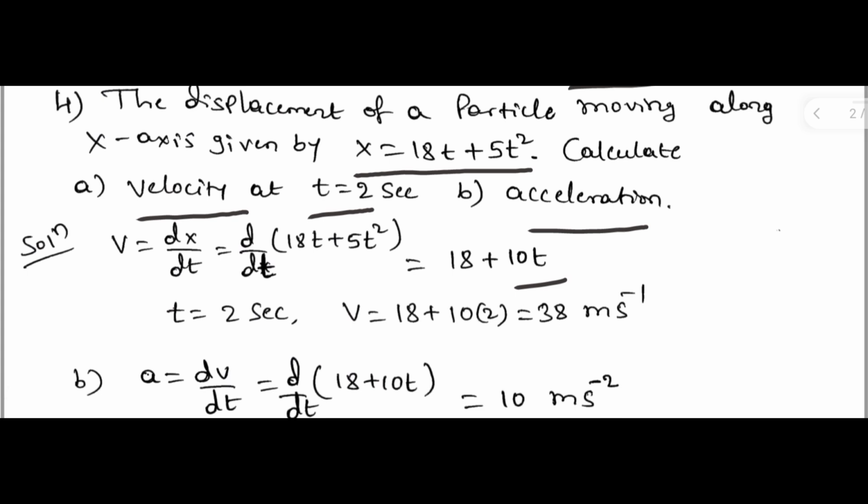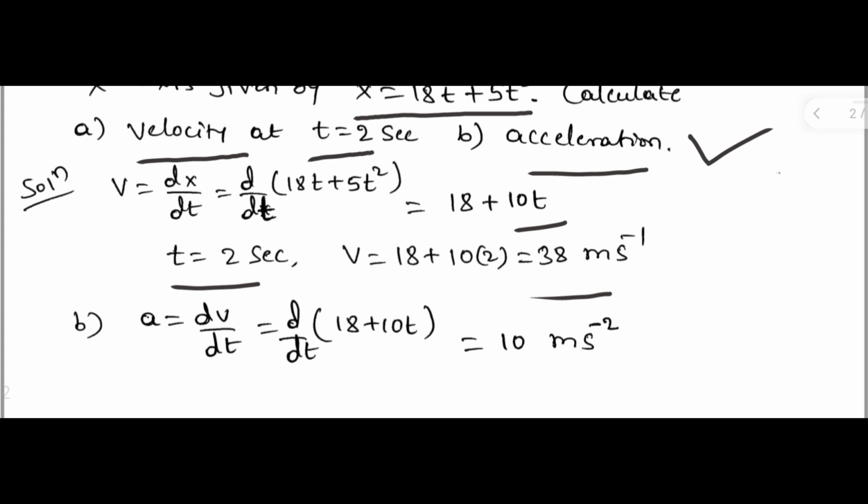Here we have to use the given condition, t equals 2 second. Substituting t as 2 second, 10 into 2 is 20, plus 18, becomes 38 meter per second. And we also have to calculate the acceleration.